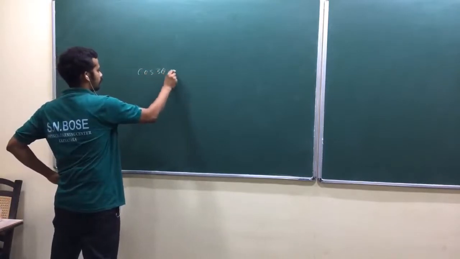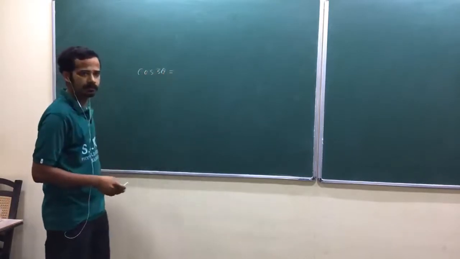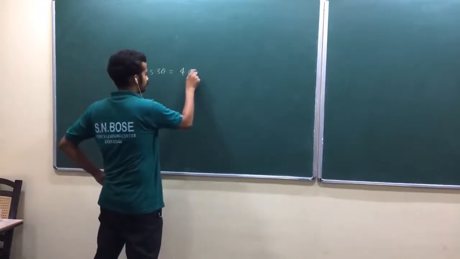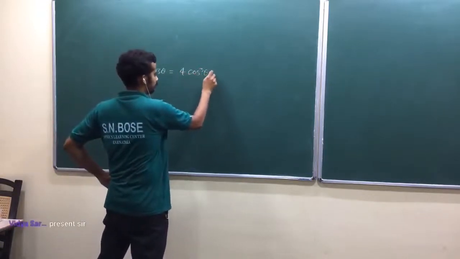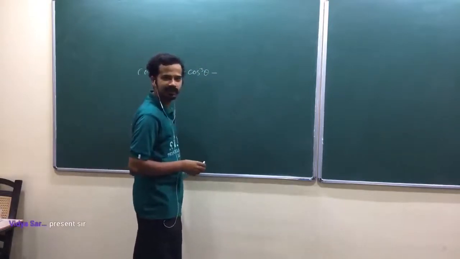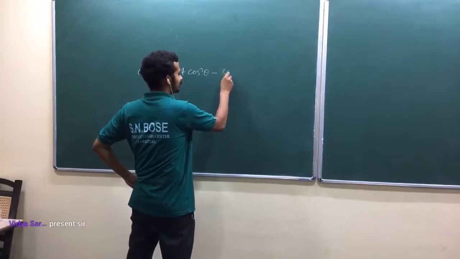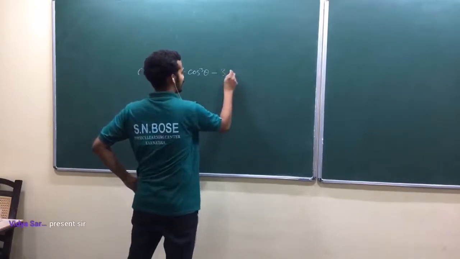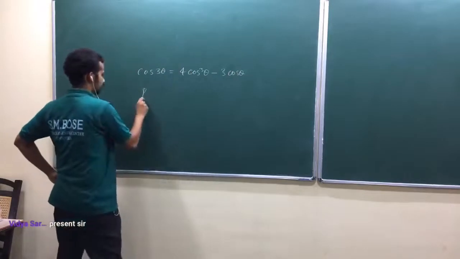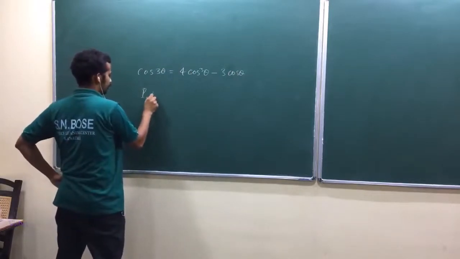cos 3 theta. How do you write? 4 cos cube theta. Speak out. Minus sin theta. 3 again cos theta. Okay, what is P naught? What is P naught of cos theta?